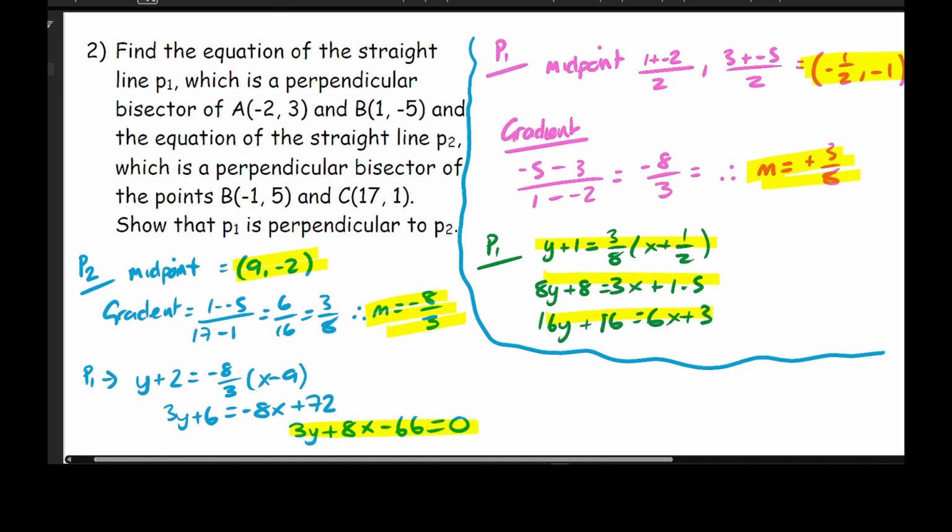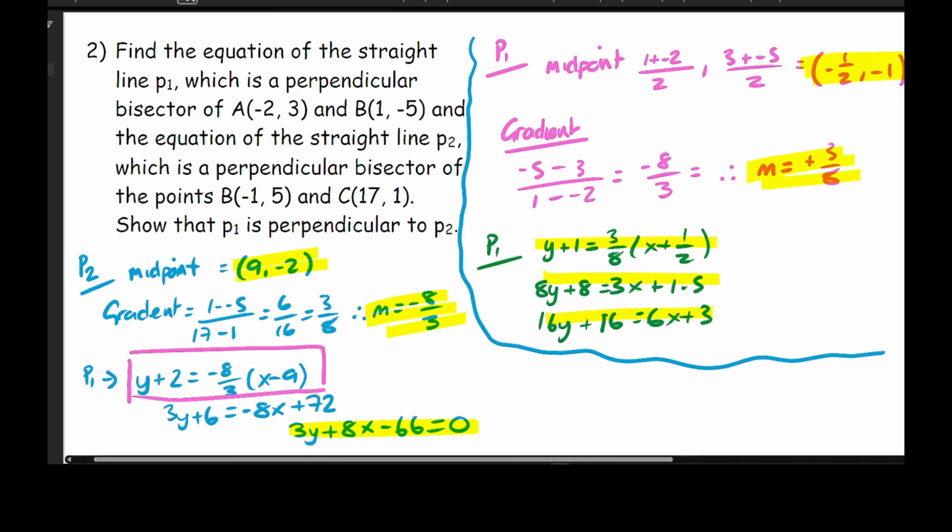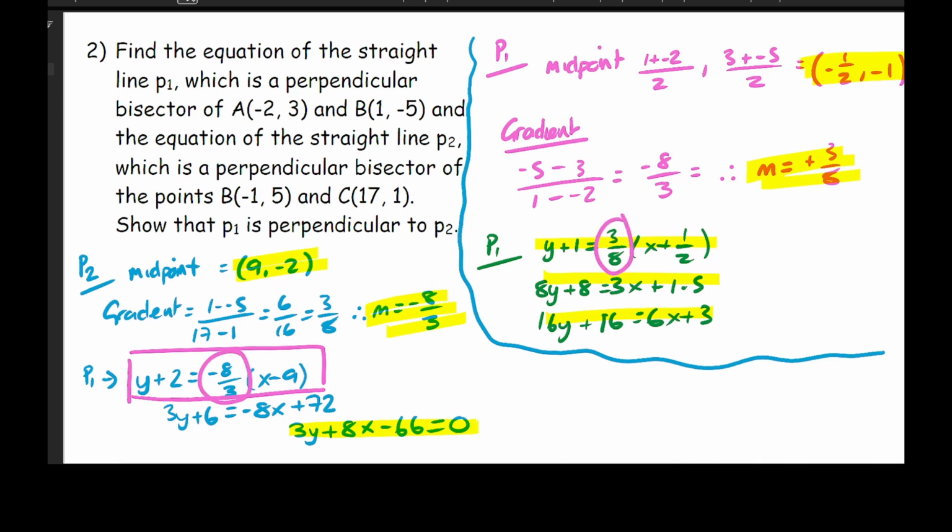Now all we're interested in is the gradient. So if I return back to this equation here, the gradient is this, and for P1 the gradient is 3/8. So as 3/8 multiplied by minus 8 over 3 equals minus 1, P1 is perpendicular to P2. And there we go.